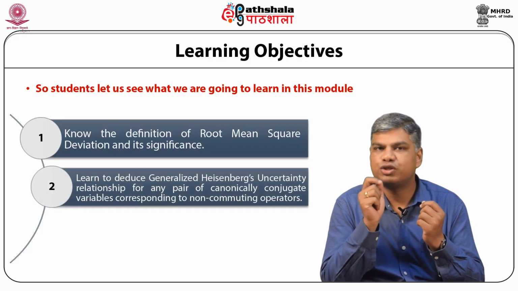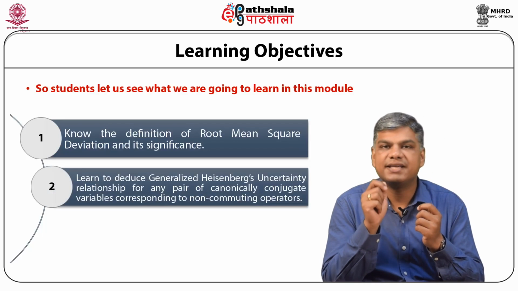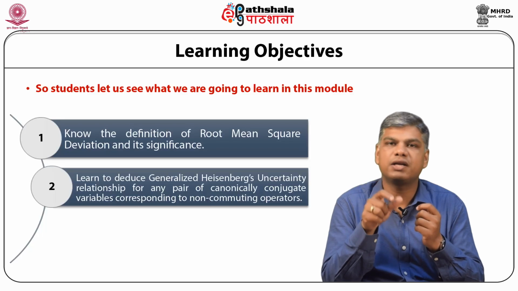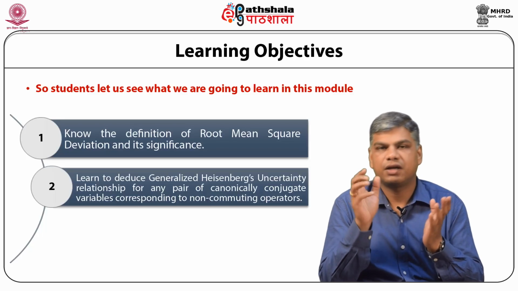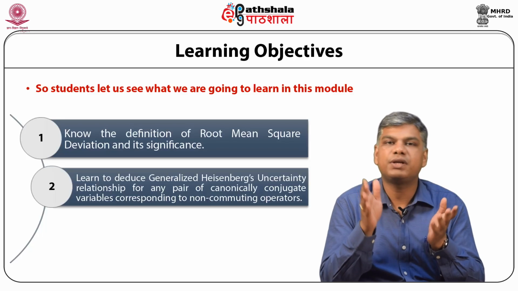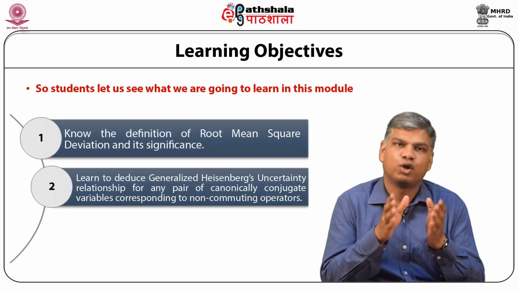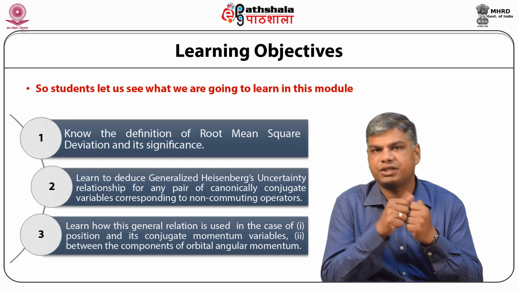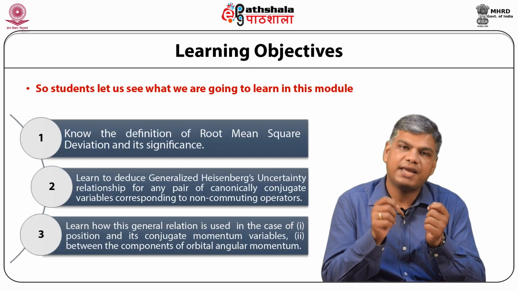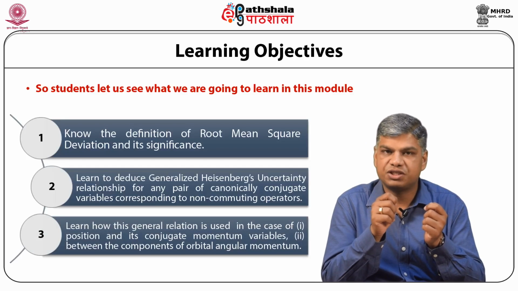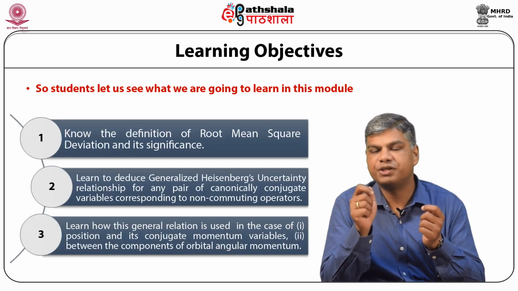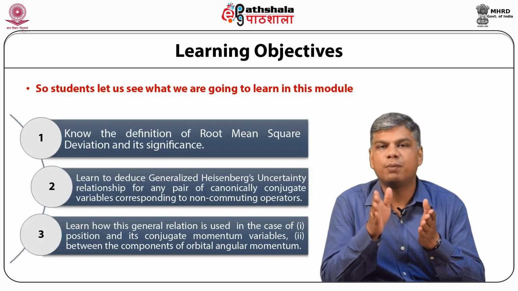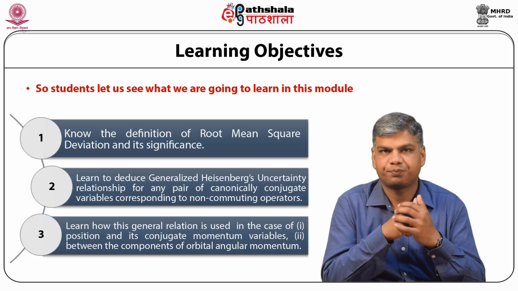We'll learn how to deduce the generalized Heisenberg's uncertainty relationship for any pair of canonically conjugate variables corresponding to non-commuting operators. We'll then get to learn how this general relation is used in the case of 1. Position and its conjugate momentum variable, 2. Between the components of the orbital angular momentum.